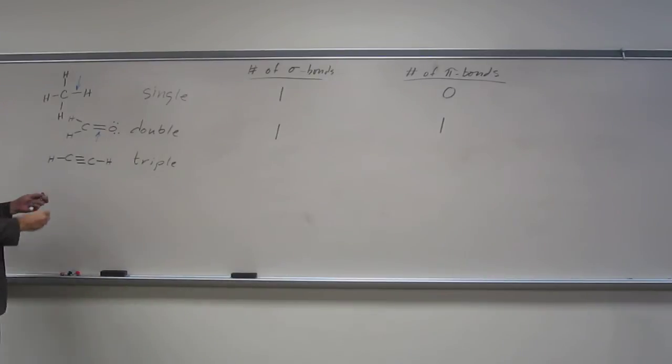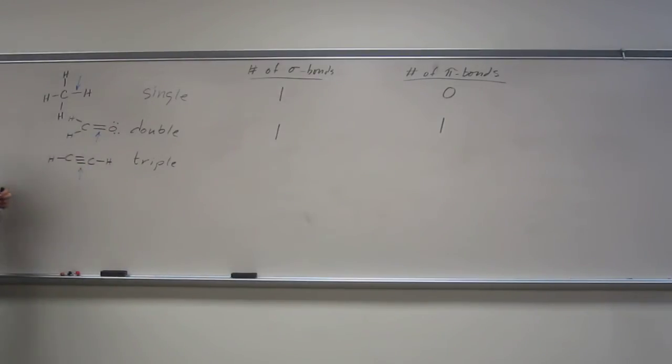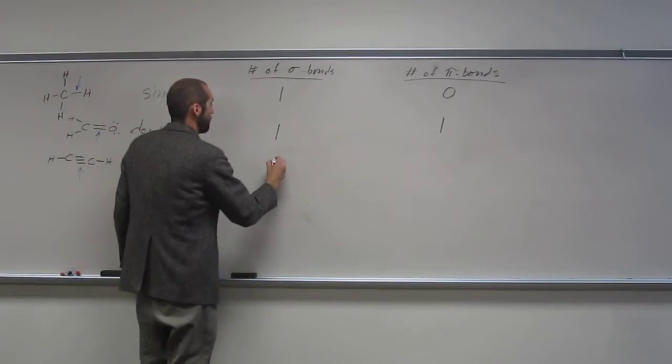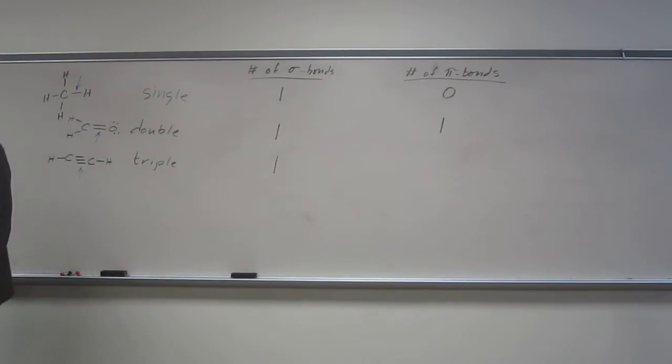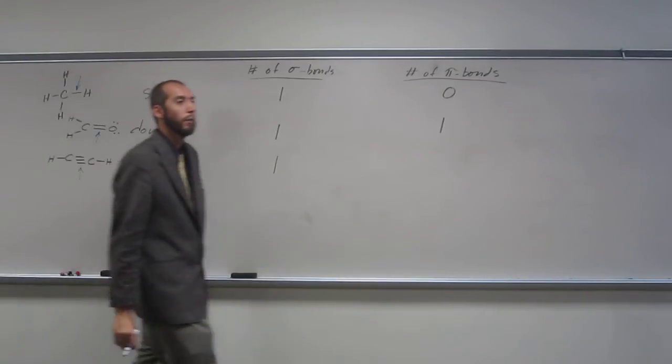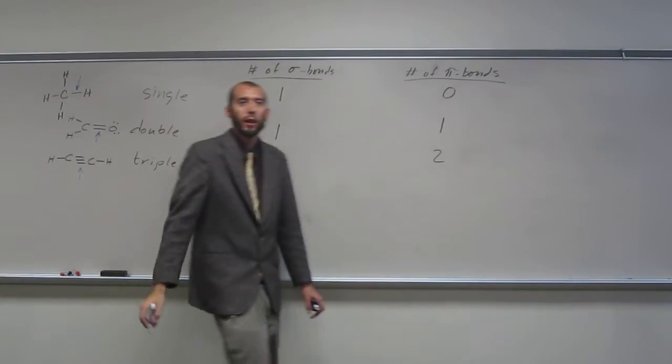So let's isolate this bond and look at it. How many sigma bonds? One. So in any bond that you see, how many sigma bonds are there always? One, only. Okay. And how many pi bonds would there be in this triple bond? Two. Is everybody okay with that?